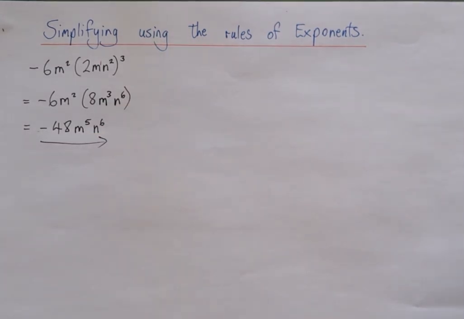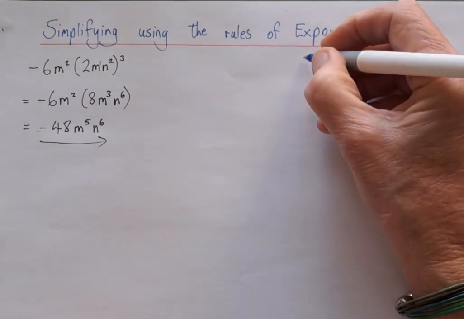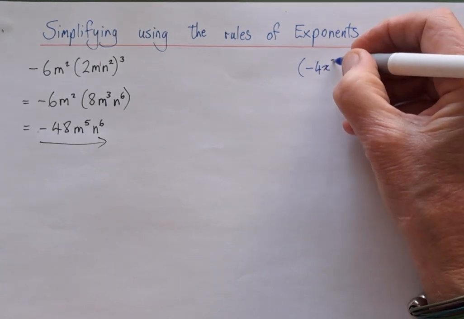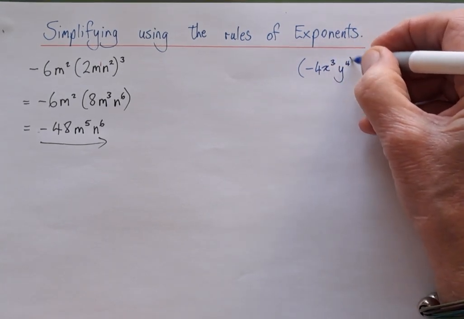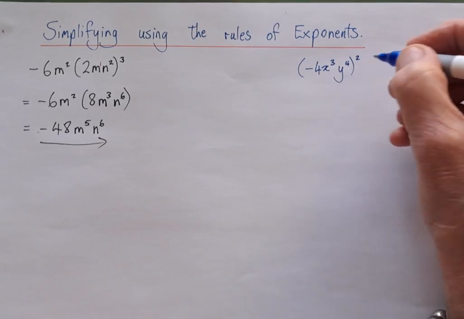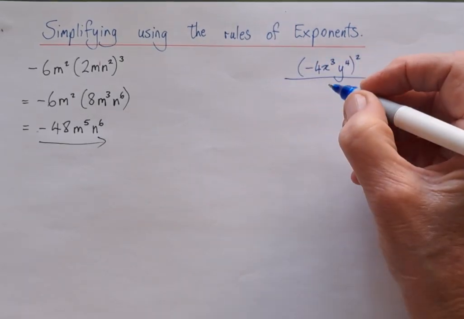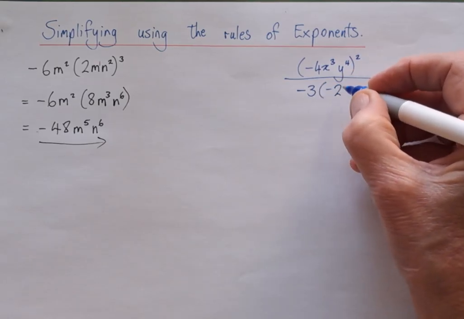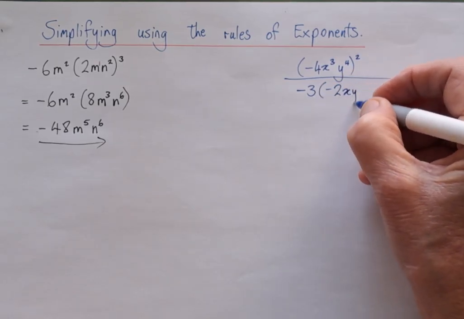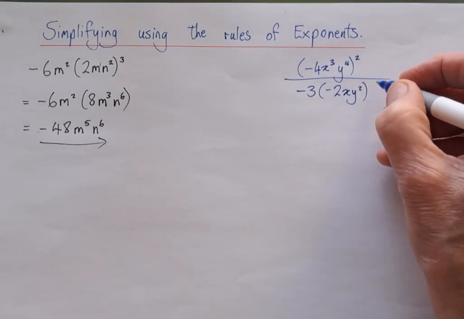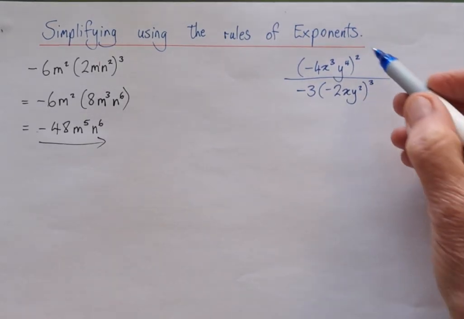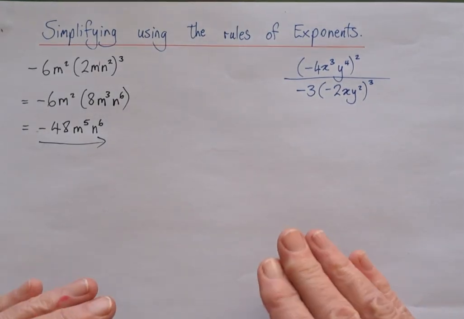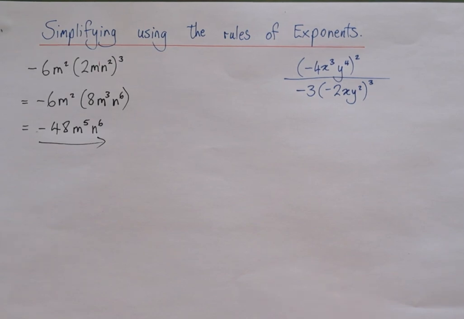Let's look at something a lot more interesting than that. And let's look at brackets. Negative 4x cubed y to the power of 4, and we're going to raise all of that to the power of 2, and then we're going to have a denominator of negative 3 bracket negative 2xy squared, all raised to the power of 3. So we have a lot of things going on in here, and I'm going to go through it very carefully and methodically so that we look at how all the different rules are applied.